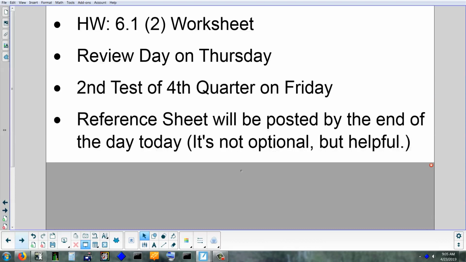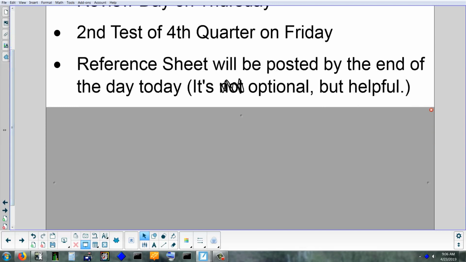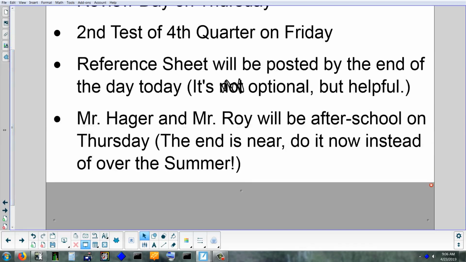Reference sheet, we're going to try to get that posted by the end of the day today. Like I said, there'll be space to write in all the steps. If you want to do that, it might be helpful for you guys to write that stuff down. Mr. Wright, is it optional or not optional? Oh, it's optional. And then, remember, Mr. Hager and I will both be after school on Thursday.